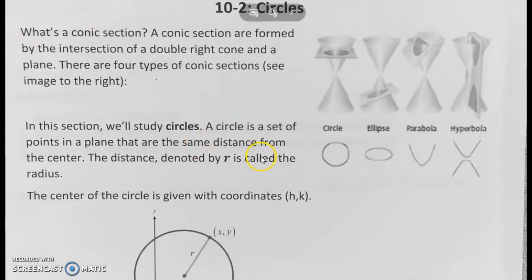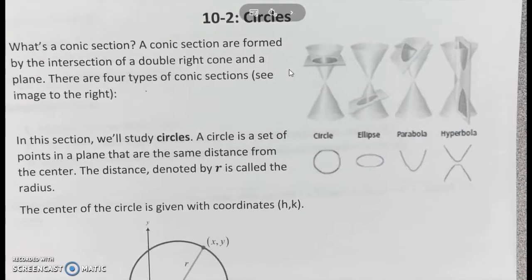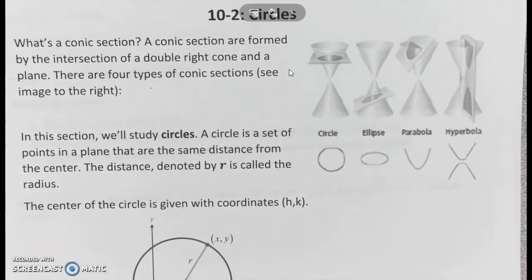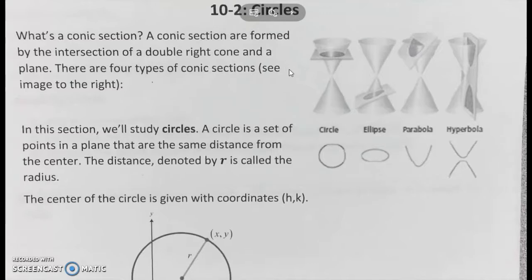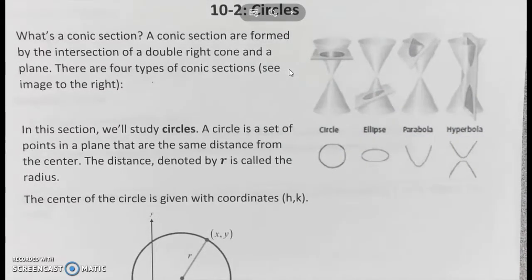Okay, in this chapter, we're studying conic sections, and we mentioned in class that a conic section is just a section formed by the intersection of a double right cone and a plane. And I showed you that video that showed you the four different types of conic sections that you could get.